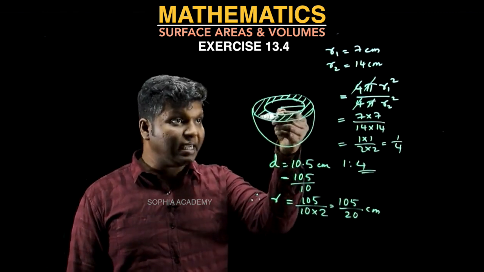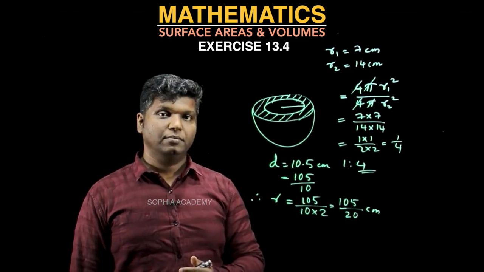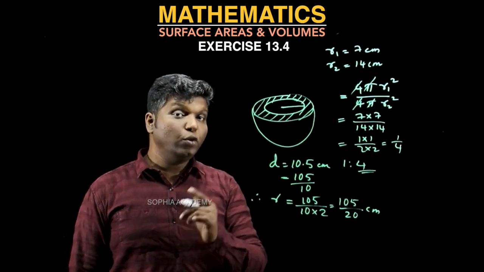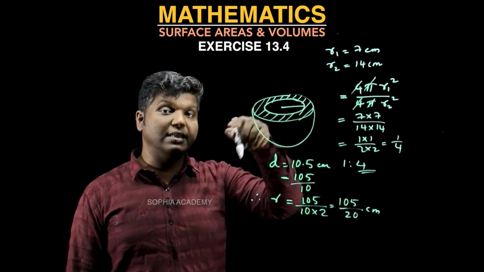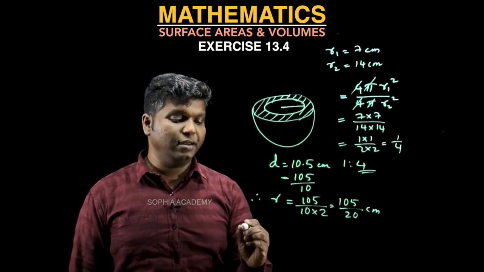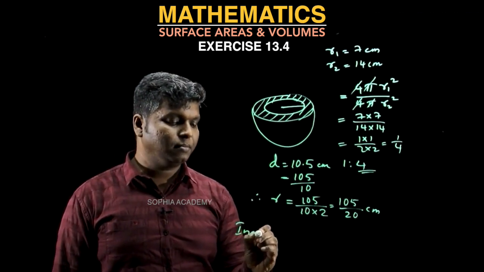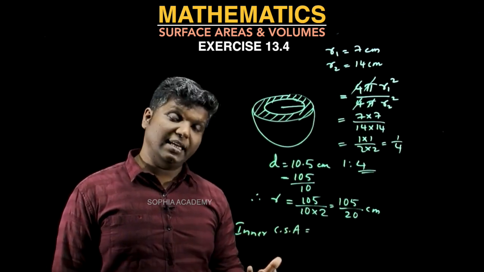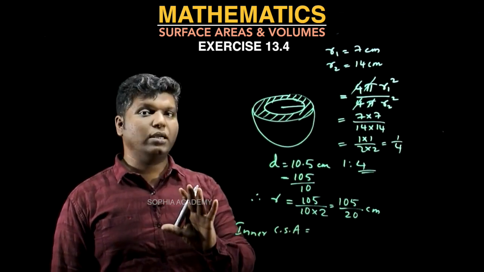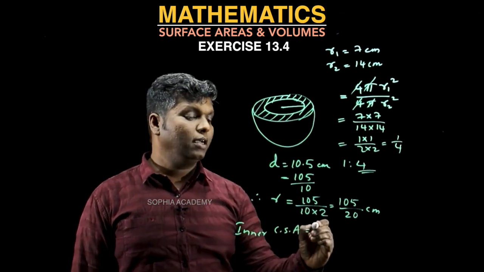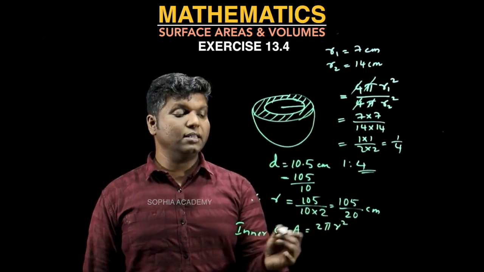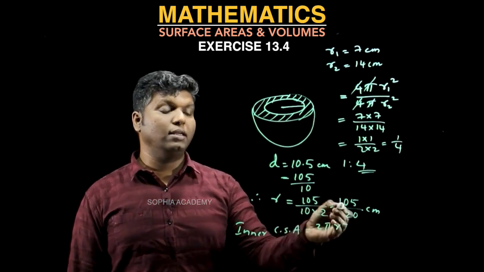That means if you are plating this inner portion with tin, which area will you plate? You will be plating the surface area, inner CSA. So you have to find the inner CSA. Tell me whether it is the inner or whether it is the outer. The equation will be the same itself. What is the equation? It is 2 pi r square. Here for this r, as it is inner, you have to take the inner radius. Anyhow, luckily it is given.